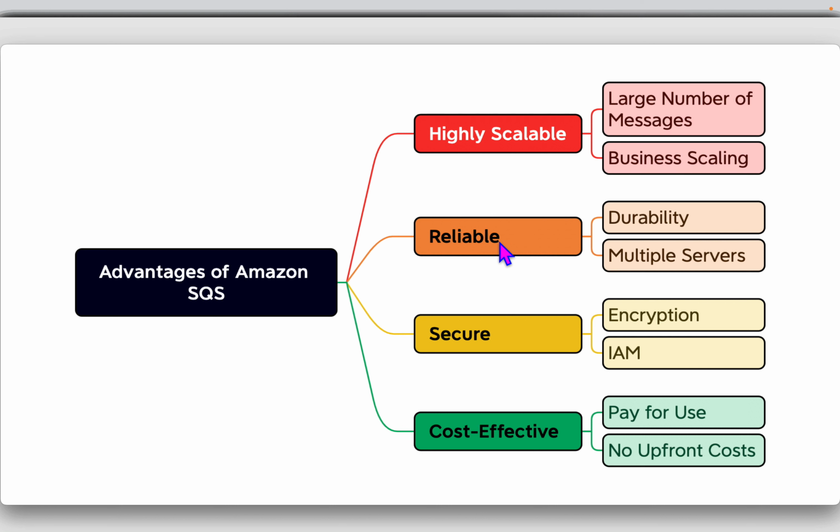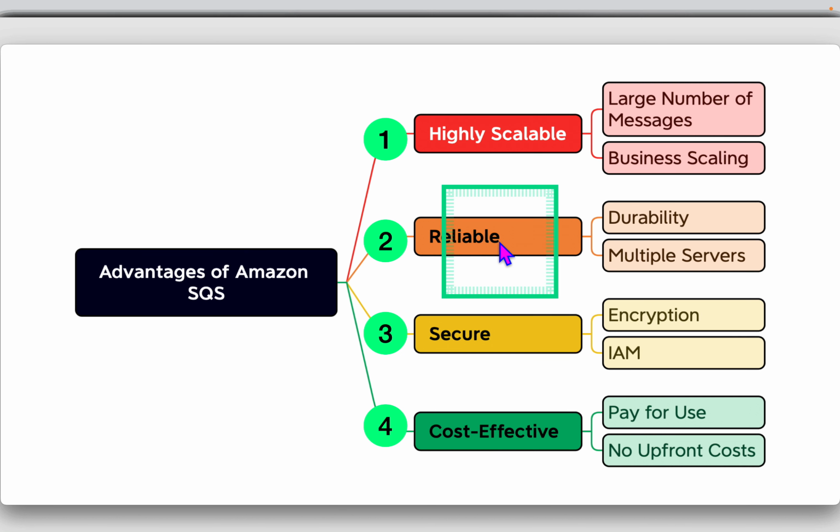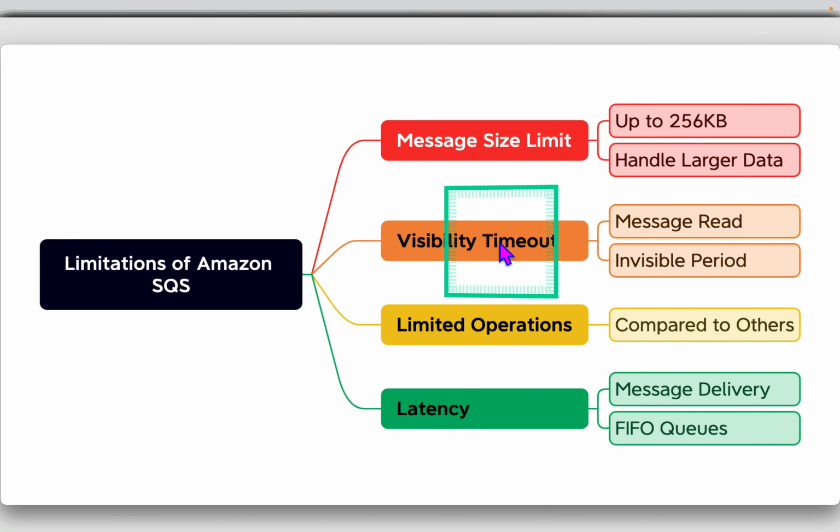Advantages of Amazon SQS. Highly scalable: SQS can handle a large number of messages, allowing it to scale with your business needs. Reliable: provides durability by storing messages across multiple servers. Secure: includes features like encryption and identity and access management for secure messaging. Cost effective: you pay only for what you use without upfront cost.